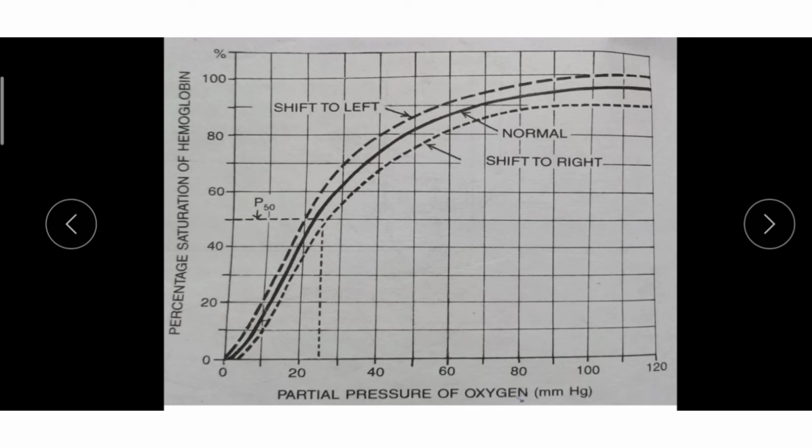When the partial pressure of oxygen is 25 mm, here this is 25 mm, then the hemoglobin which gets saturated is about 50% here. It means blood contains 50% of oxygen. The partial pressure at which hemoglobin saturation is 50% is the P50. Here this is the P50.